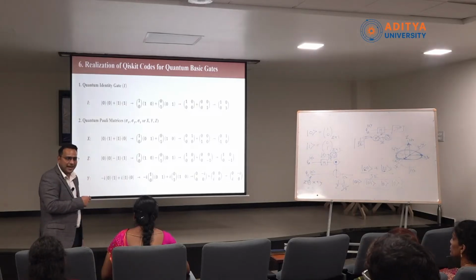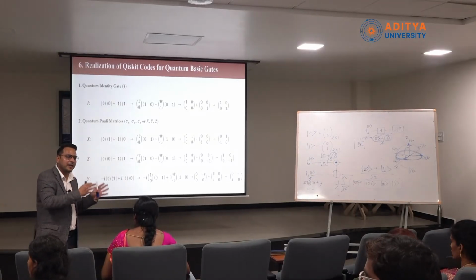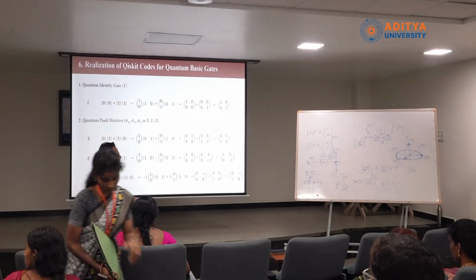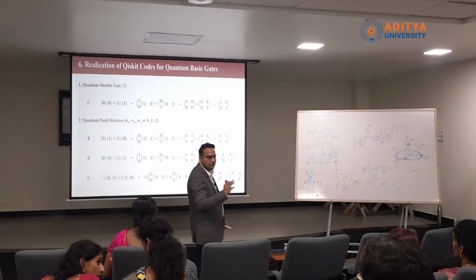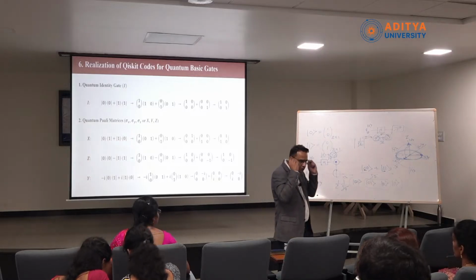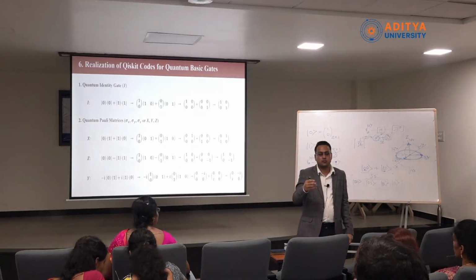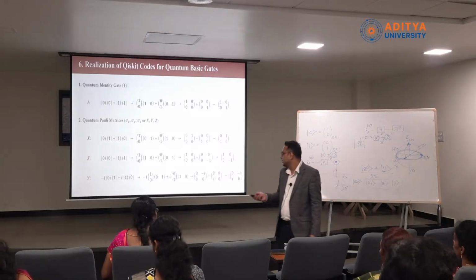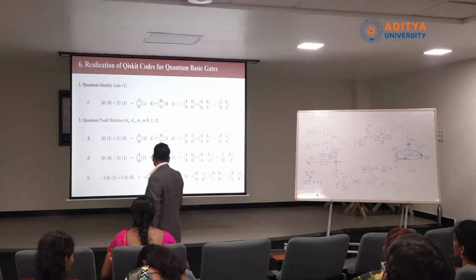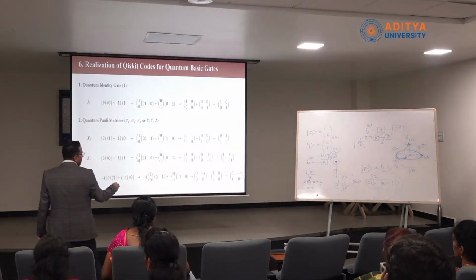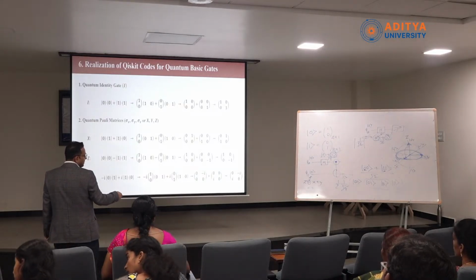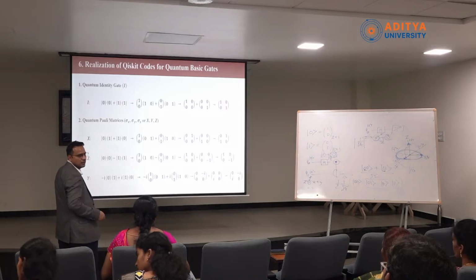Now the third is what? Y. So Y is responsible for bit flipping as well as phase flipping both. Clear? So these bits would be flipped as well as the phase of the quantum state would also be flipped. Understood? So these are the terms, and these are the matrices. Okay, this is 1 0 0 1, this is identity, this is X gate, this is Z gate, and this is Y gate.